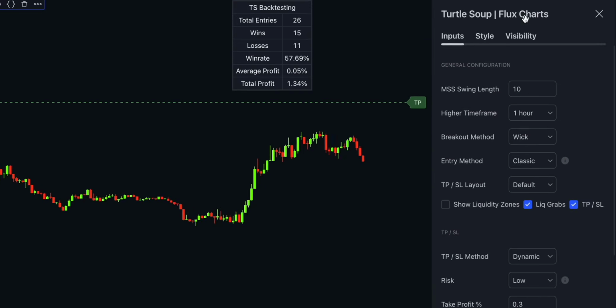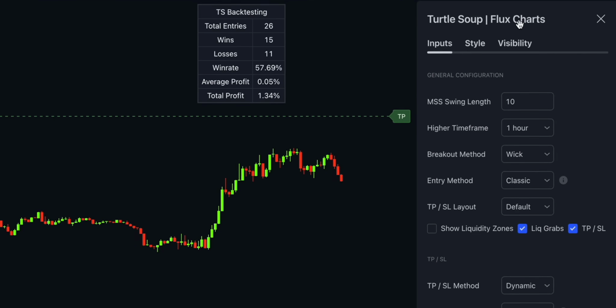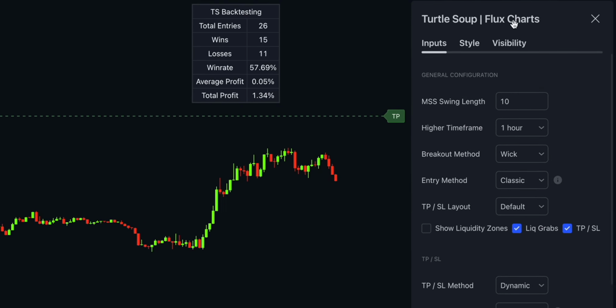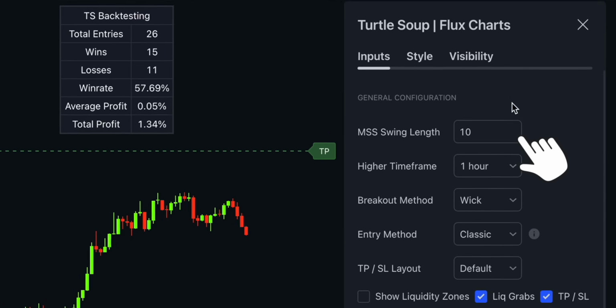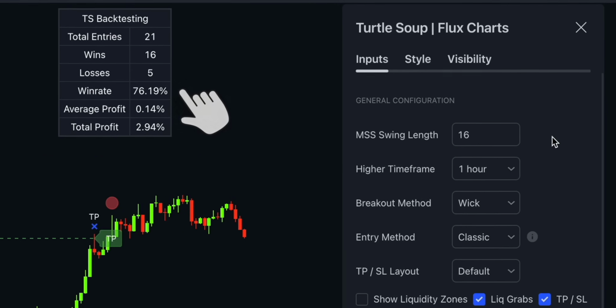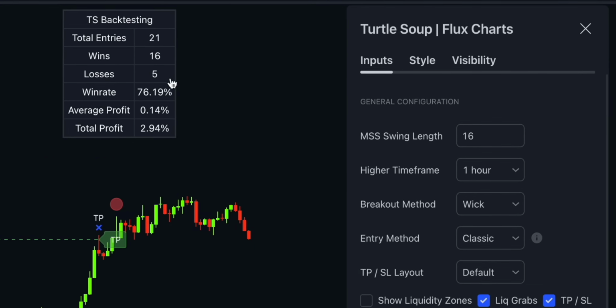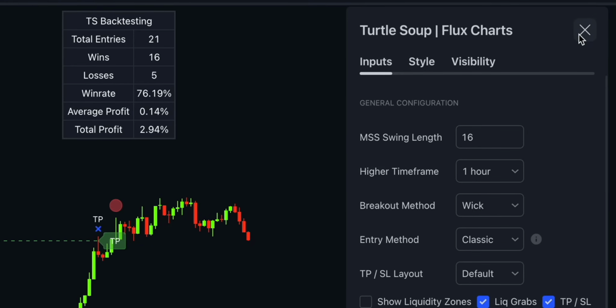The indicator works well with Euro-US dollar pair in the 5 and 15-minute time frames. Here are the best settings for the 5-minute time frame. Change the MSS swing length to 16. This will increase the win rate to 76%. You can try the ICT Turtle Soup indicator on other Forex pairs too. Just customize the inputs accordingly.